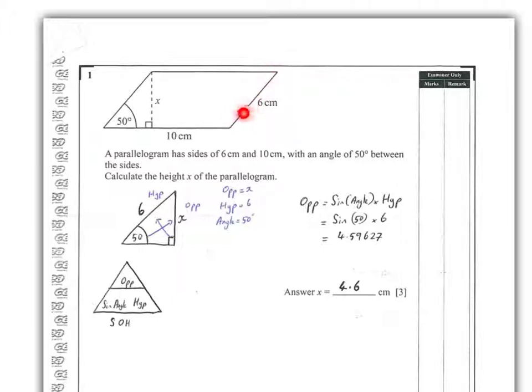A parallelogram will have opposite sides the same length, so this distance here will be 6. If we look at the right angle triangle, this is x, the hypotenuse is 6, this is the angle of 50, so there's the opposite. We're looking for the opposite. Using SOH CAH TOA, having sine of the angle is opposite over the hypotenuse, we get 4.6 centimeters.